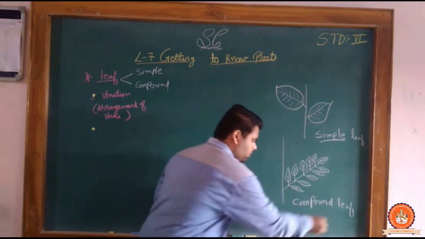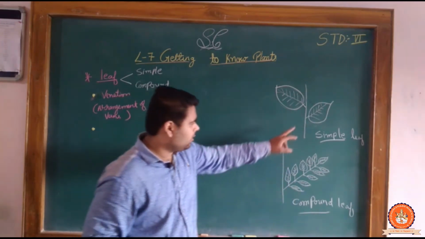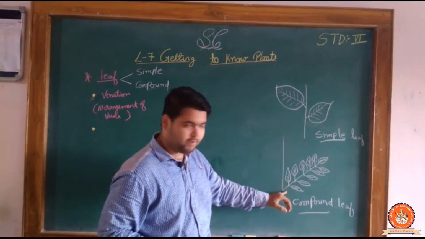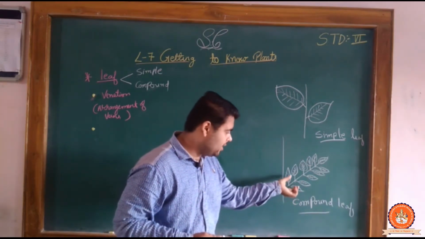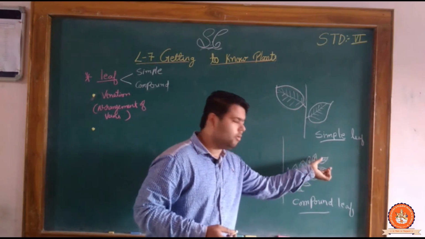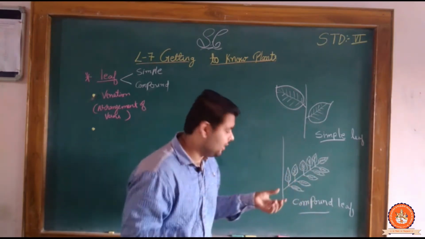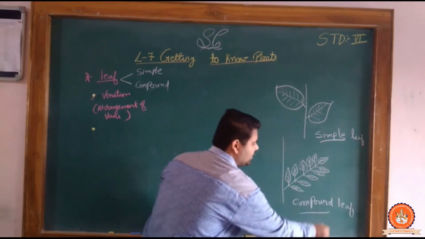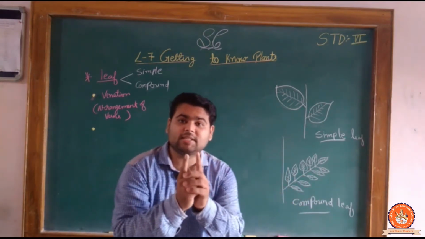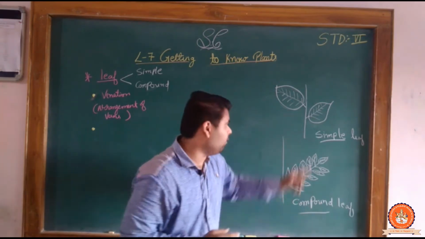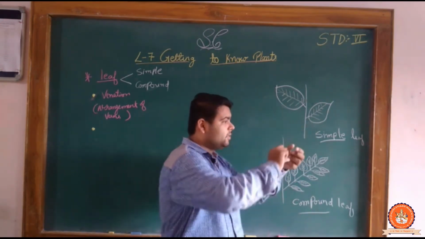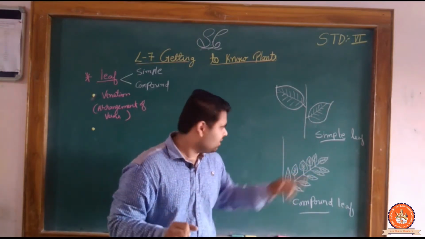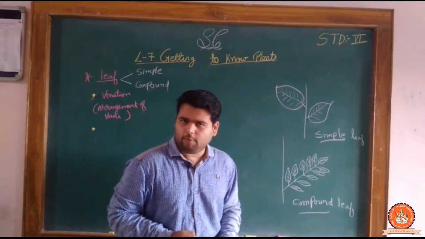When we observe the compound leaf, on this vein, the main vein, there are many leaflets, many small leaves. You can remove one and place it here, remove another and place it here. They will all be of the same size. So it is compound. But in the simple leaf you cannot remove a part like that. So this is simple and this is compound.